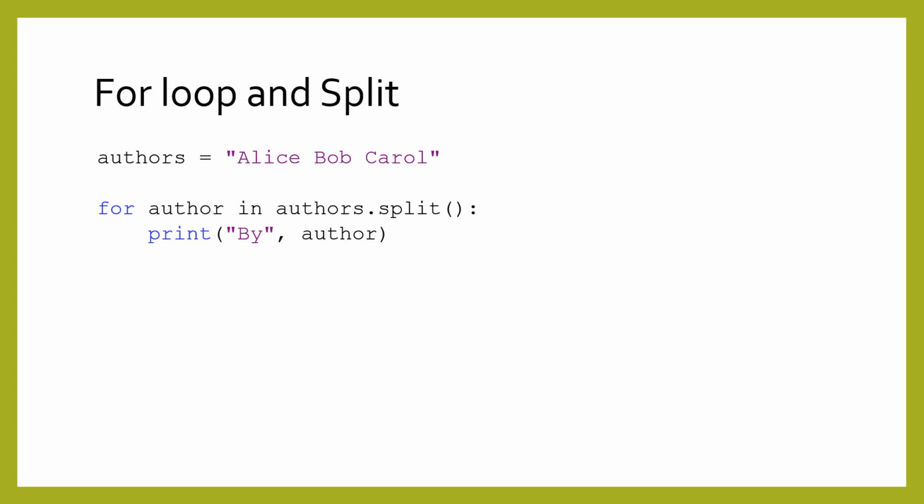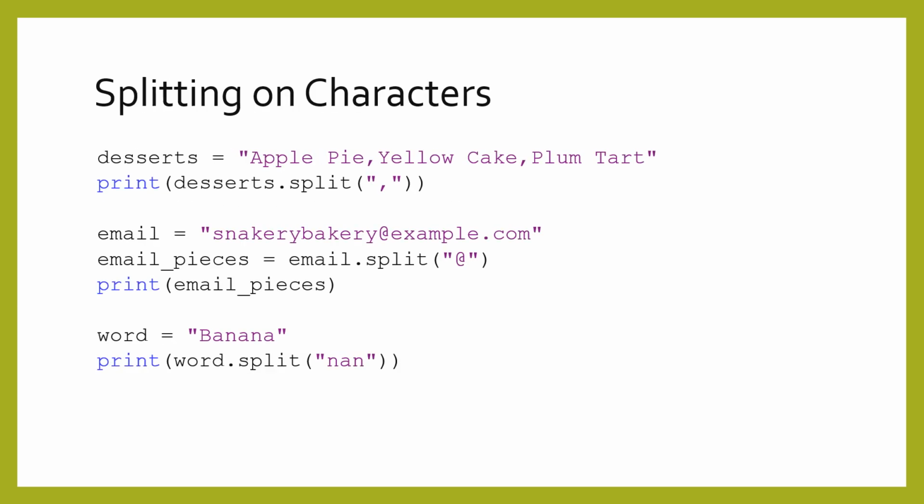As you can see below, after we have split a string, it is easy to loop over each word. In this example, we separate each author to print them individually. If you do not pass anything to split, then it splits on any kind of whitespace: spaces, tabs, new lines.